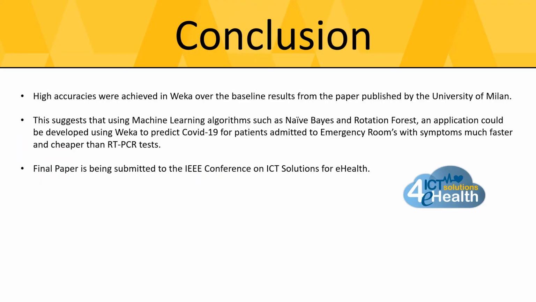In conclusion, we believe after our experiments that an application could be developed using only 14 or 41 attributes that are easily available to any ER in the world. Using naive Bayes or rotation forest machine learning algorithms, we can predict COVID-19 in patients that are admitted to the emergency room much quicker and more cost efficiently. We are targeting our paper to be submitted to the IEEE Conference on ICT Solutions for eHealth.